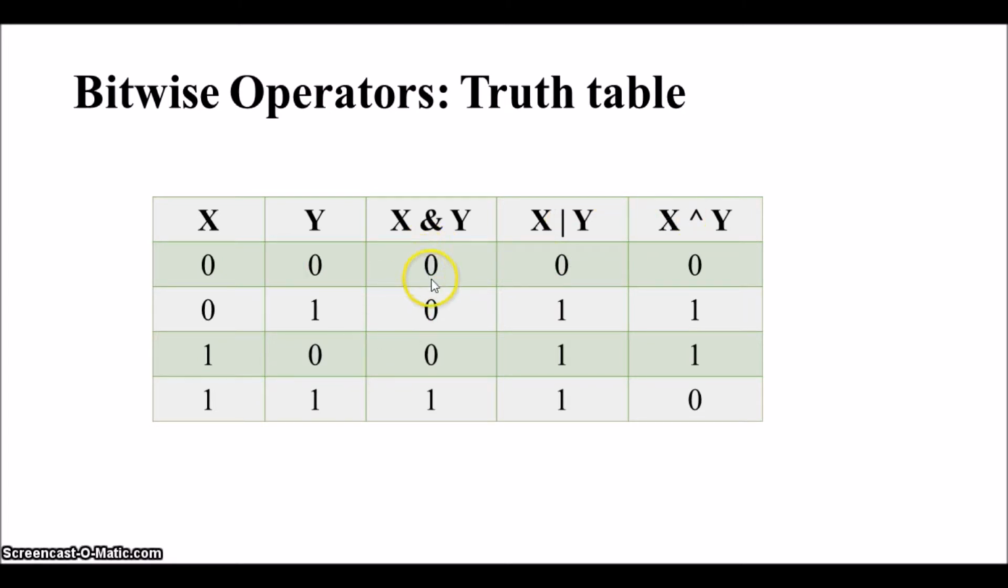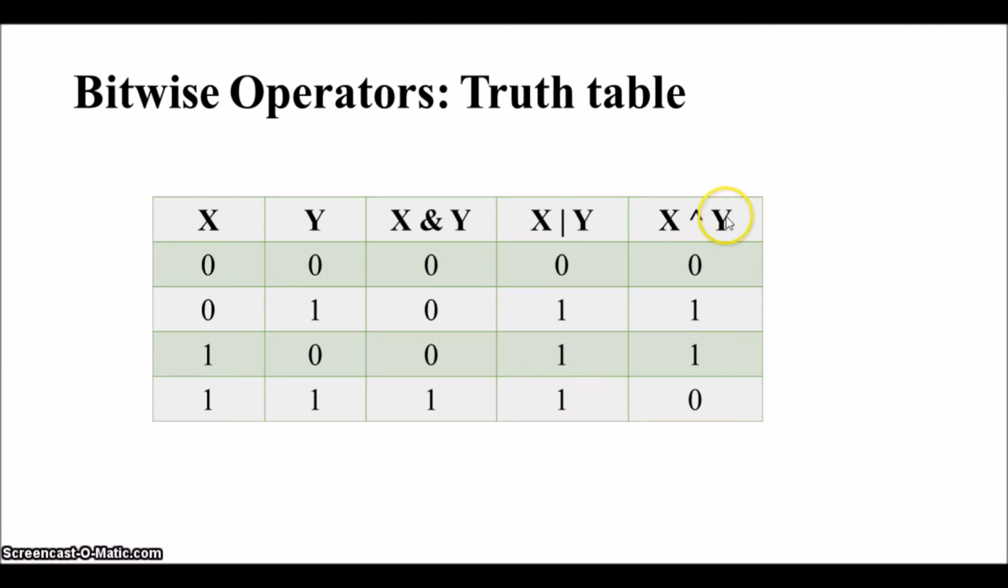Bitwise AND results into 0 when both the bits are 0 or either one of the bits is 0. Bitwise AND results into 1 when both the bits are 1. Bitwise OR operator results into 0 when both the bits are 0. If any one of the bits is 1, then bitwise OR will result into 1.